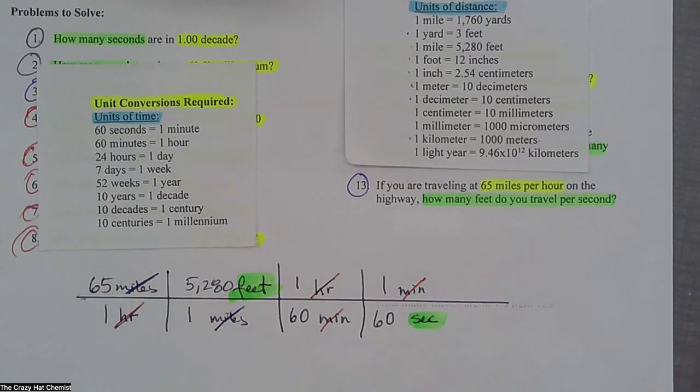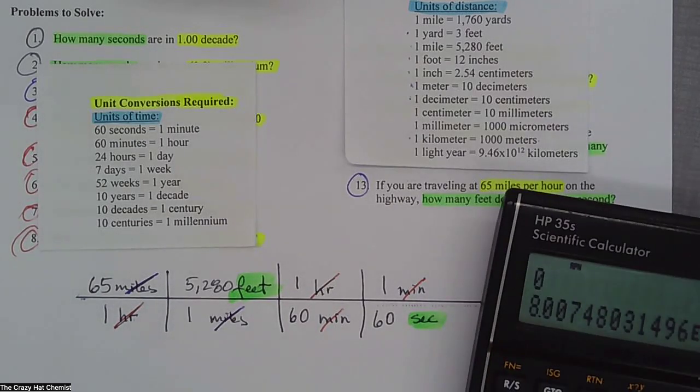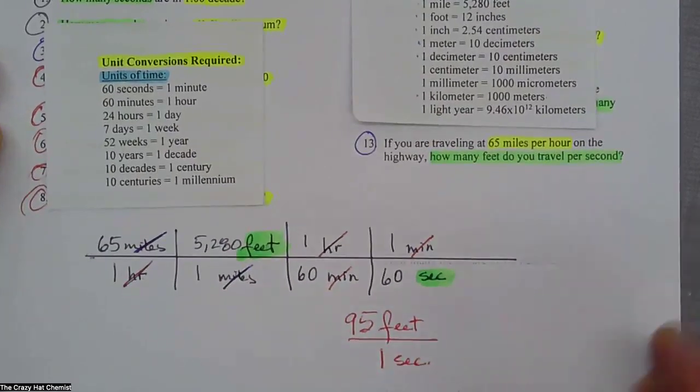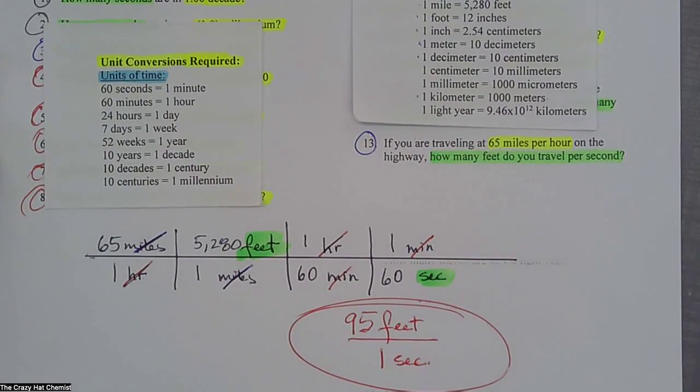So let's plug this into our calculator and see what we get for a numeric value. That's 65 times 5,280 divided by 60, divided by 60 again, and we get this answer, 95 feet per 1 second. Let's roll this on up here. So that means the following.